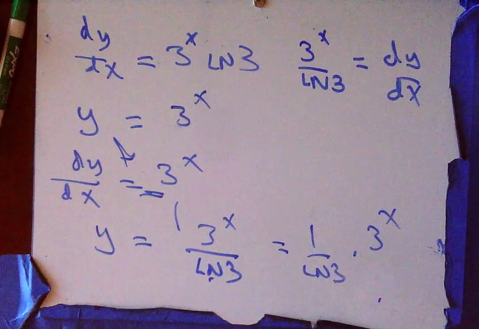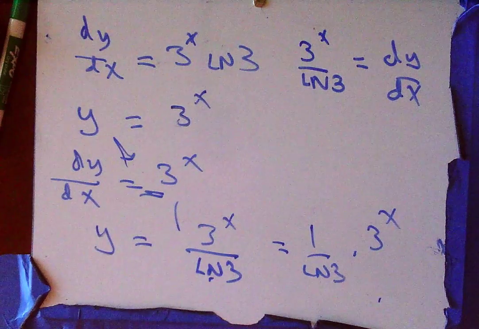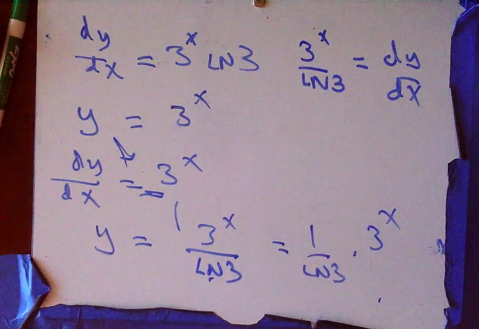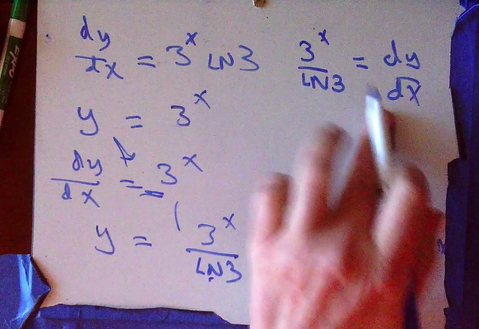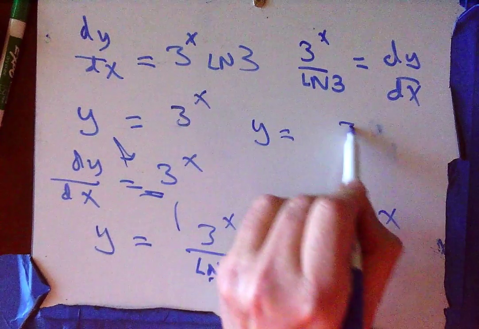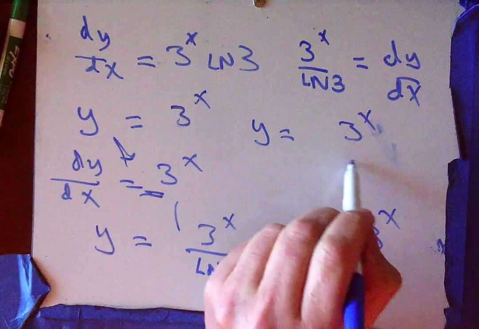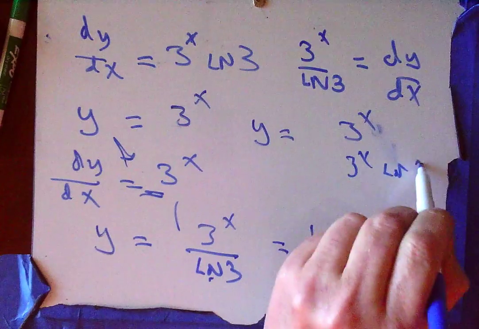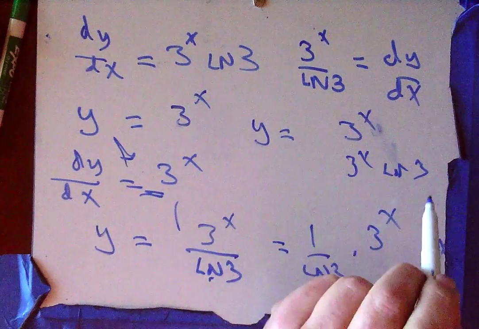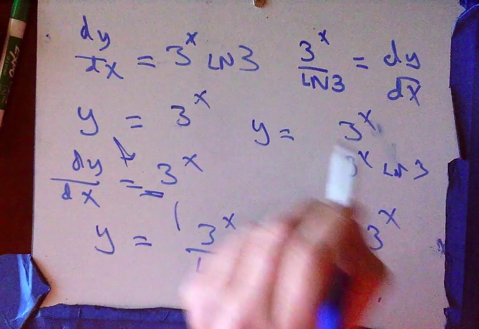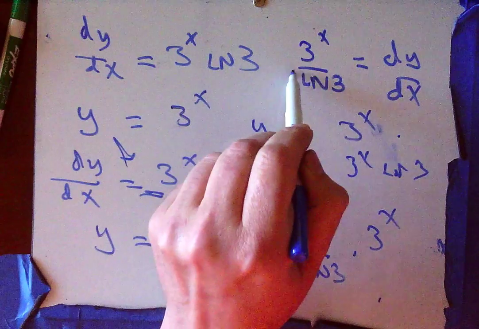Okay, how about 3 to the x ln 3 equals dy/dx? What can we do with that one? Whose derivative is this? Well, I think most people are comfortable saying that y is going to equal 3 to the x. And if I take the derivative of this, I'll get 3 to the x ln of 3. Well, there is an ln of 3, but it's on the bottom. And this is on the top.